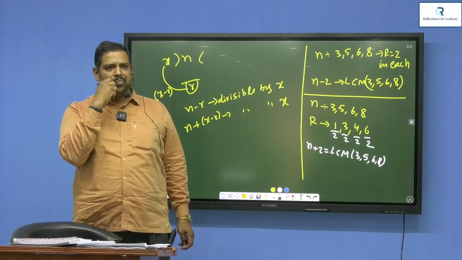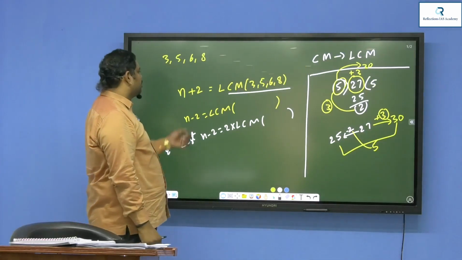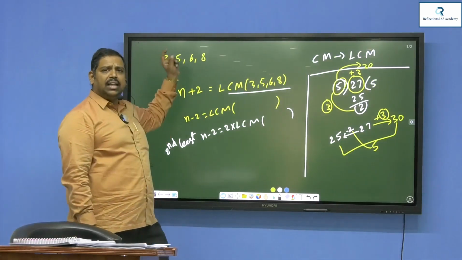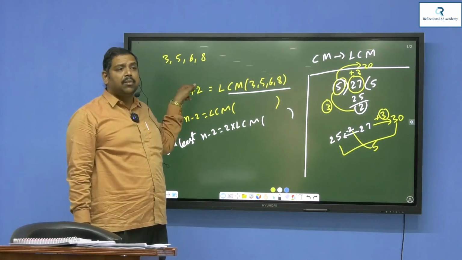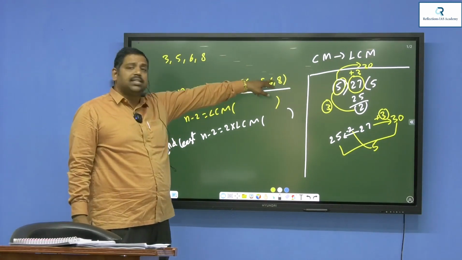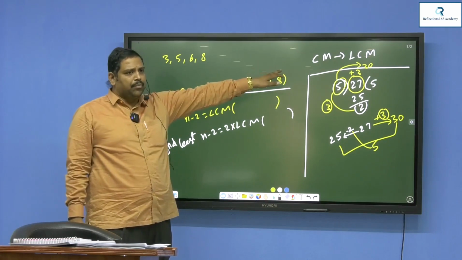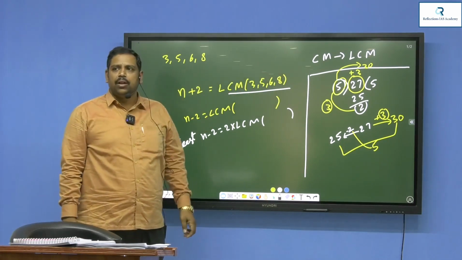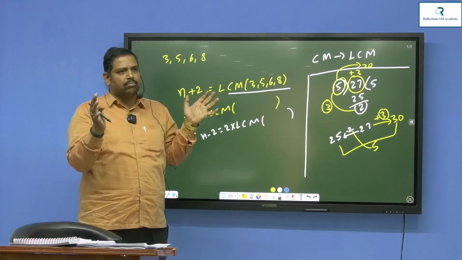Do you understand that? Already I have given one such question. Observe. Find the least number n which when increased by 2 is exactly divisible by 3, 5, 6, 8. This one and that one, you got the same answers or different answers? But both look completely different. Am I right or wrong?